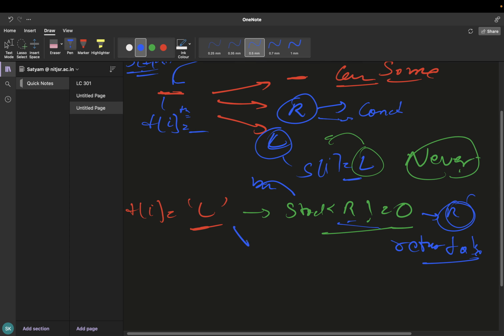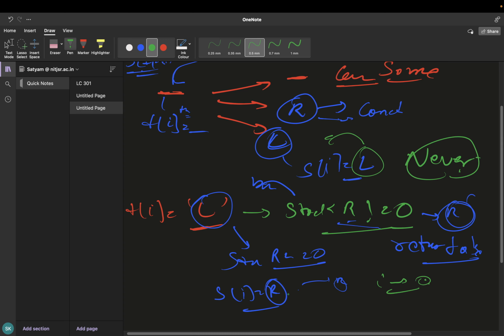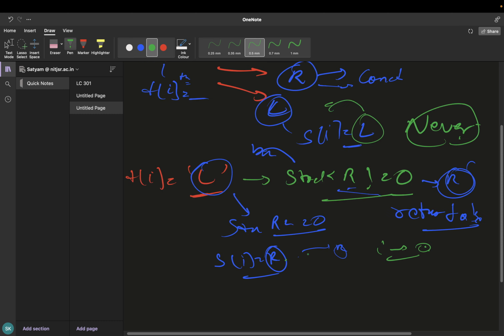Second, if the stack of R equals 0, then the backside cases are clear, and here we require L. Also, if S of I this time equals R, it's again not possible because we require L here and we have R. We can simply move R to the right side, but there is no L present in the range from I to any other dash side that we are requiring. So that is the true case.